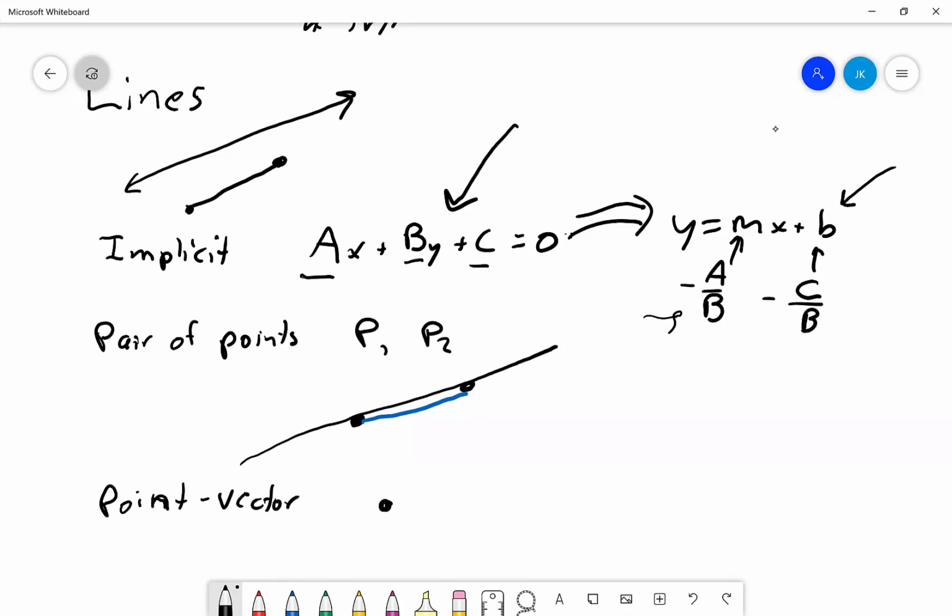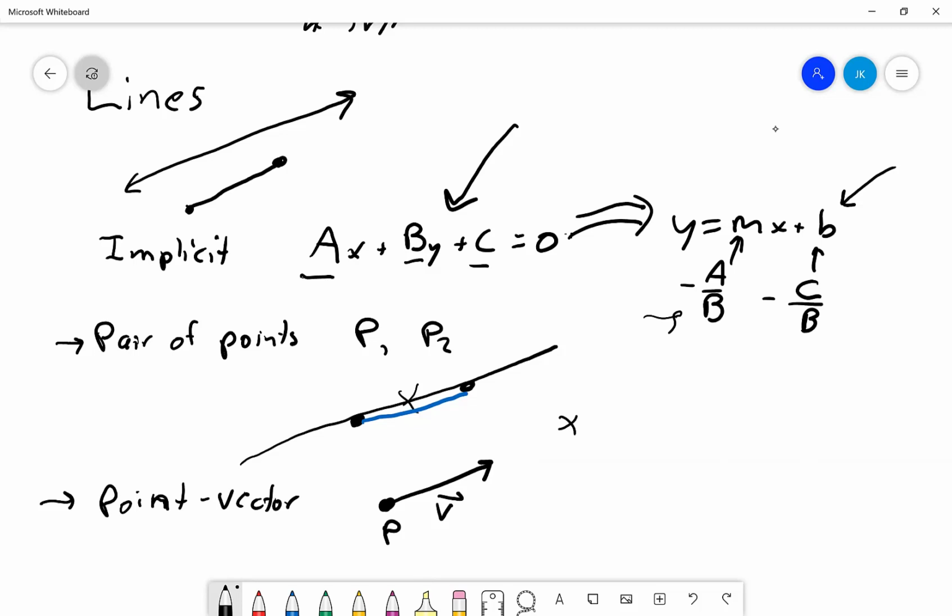The point vector method says I've got a point and I've got a direction for that point. So you have some point P and some vector V. For either of these, whether it's the pair of points or the point vector, we can generate more points on the line. That's very nice, and difficult to do with the implicit form. For instance, if I take the point halfway between P1 and P2, that's on the line. If I want P plus 2 times V, that's another point on that same infinite line.